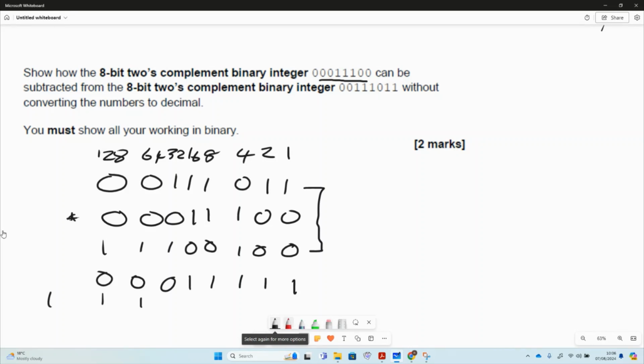And so our final answer is this one here, which is the correct answer that we need for this question: 0, 0, 0, 1, 1, 1, 1, 1. So we haven't written down any decimal numbers, we haven't done anything else, we've done the correct conversion. It doesn't matter if you want to check by writing down the decimal numbers, as long as you've done the correct conversion. So we did the conversion, we worked it out by adding the numbers together, forget about the overflow, and we have successfully got our 2 marks.